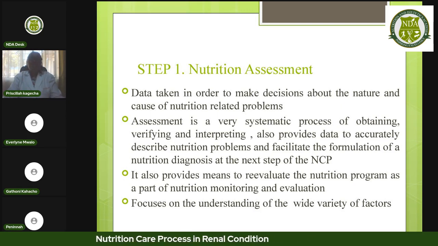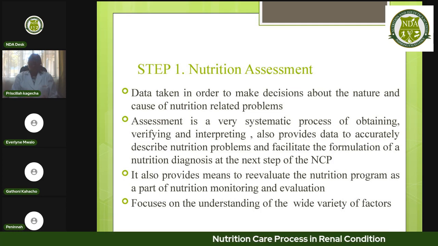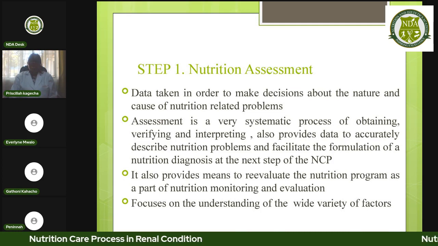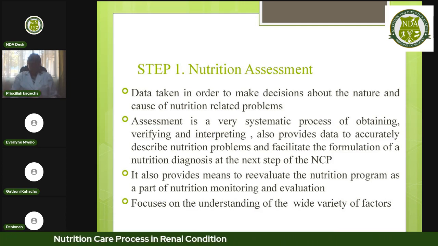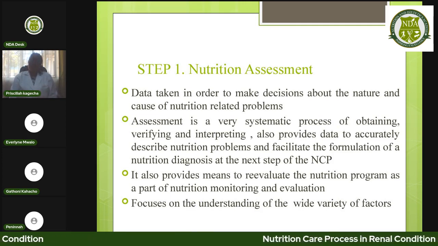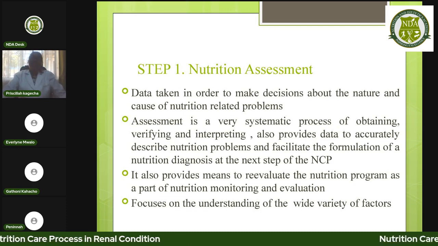And for that matter, it will help you as a nutritionist to know, using the weight alone, whether the patient is taking too much fluid, or is having edema, or is not adhering to the diet. Another thing in the anthropometrics is the height and the BMI, which will guide us to know whether the patient is having malnutrition.